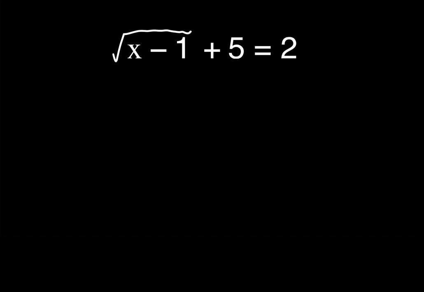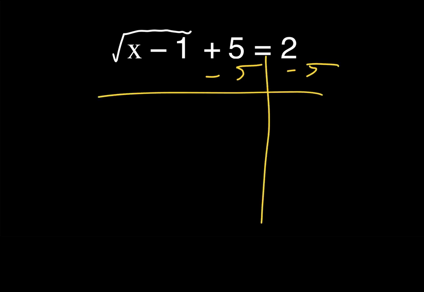Again, first step, get all my roots, hopefully there's only one, all by itself on one side. If there is, then I will subtract 5 from both sides of the equation. And I'll be left, on the left-hand side, with the square root of x minus 1. And that x minus 1, the minus 1 is under the square root. This will equal negative 3.